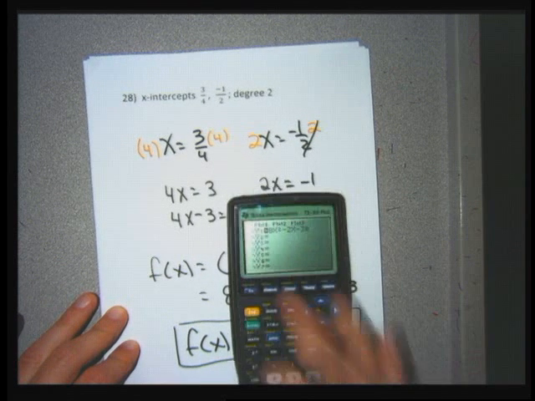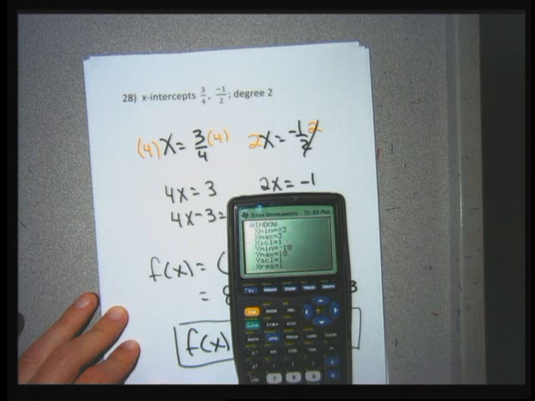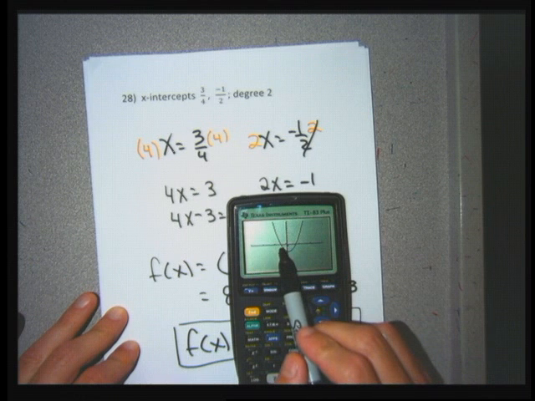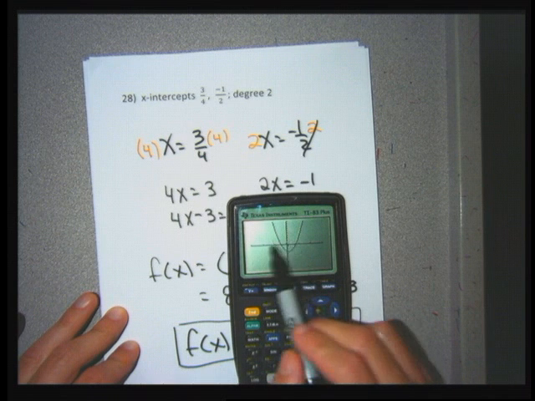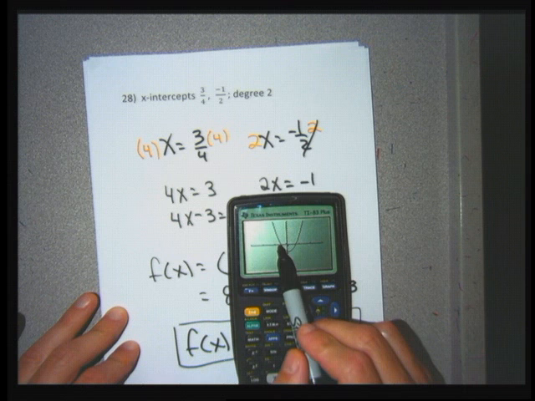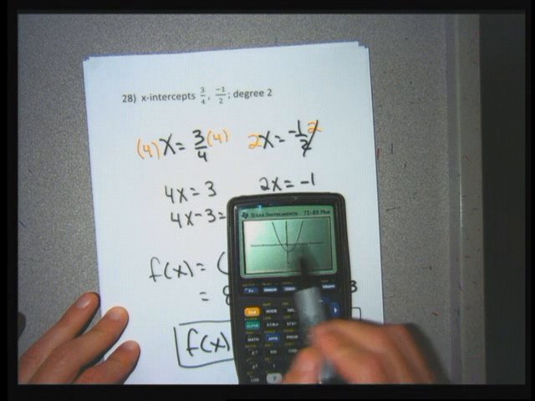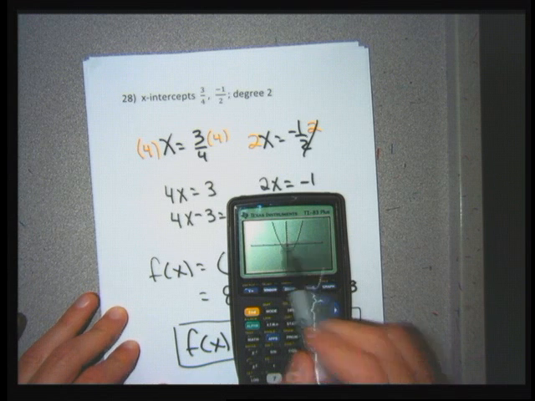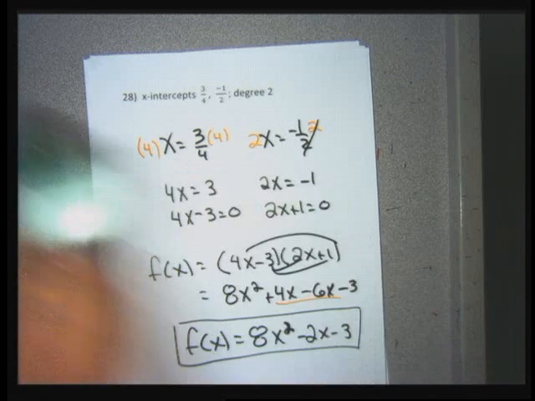Had my windows going from -3 to 3 just so I can see the 3/4 and the -1/2. That to me looks like it's right halfway between 0 and -1. That's the -1/2. And that is between 0 and 1. I'm guessing it's 3/4 of the way. So I think that's properly 3/4 and -1/2 for my x-intercepts.